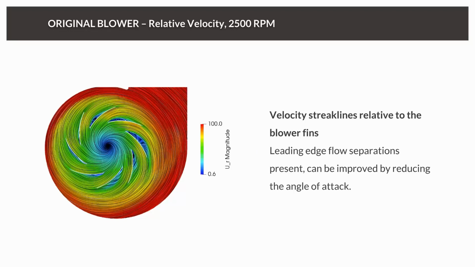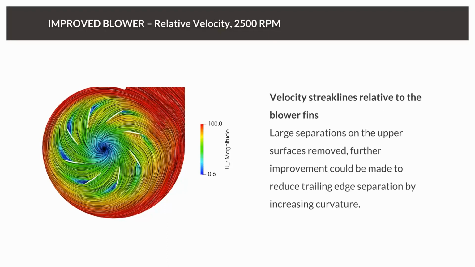On the first slide, you can see the velocity distribution for the initial design. And it's obvious that we actually have flow separations on all of the blower fins. One reason is that the angle of attack is obviously so high, but also the profile we used is not optimal.